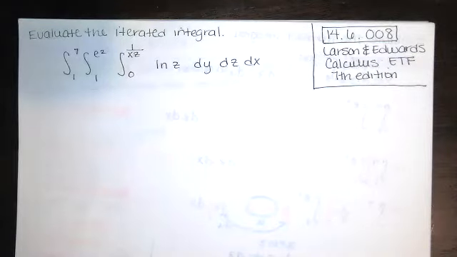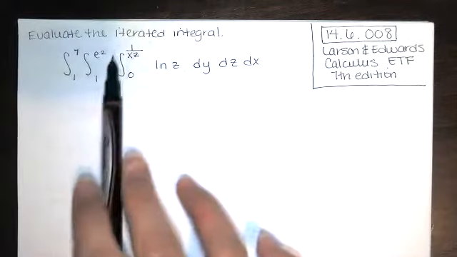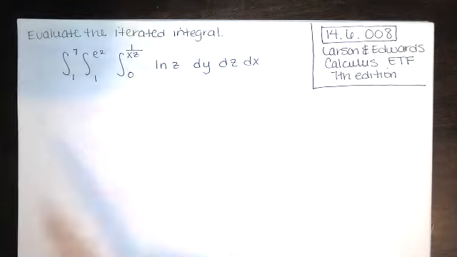In this video, we solve problem 14.6.008 from the Larson and Edwards Calculus Early Transcendental Functions textbook, 7th edition. We're asked to evaluate the iterated integral. It's actually pretty simple. You just start with the innermost integral and you work your way out.